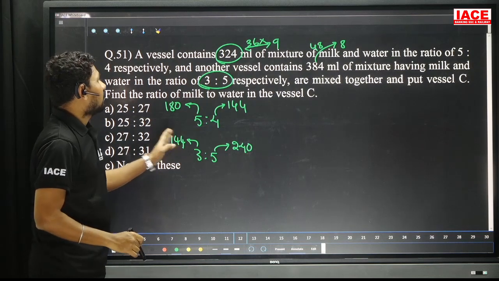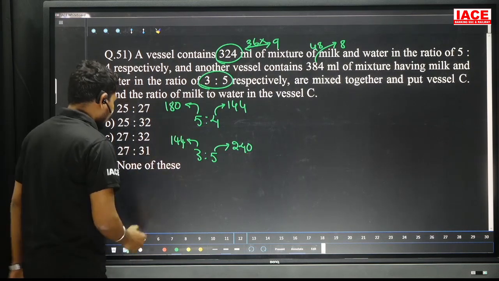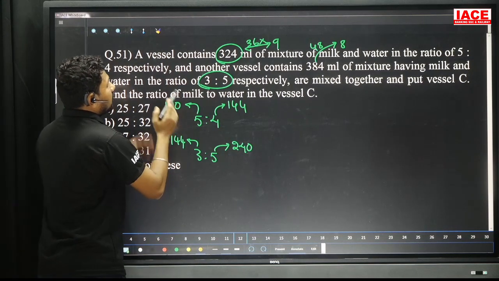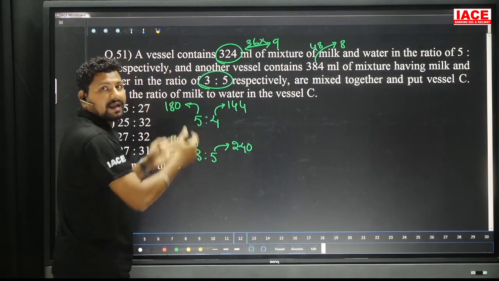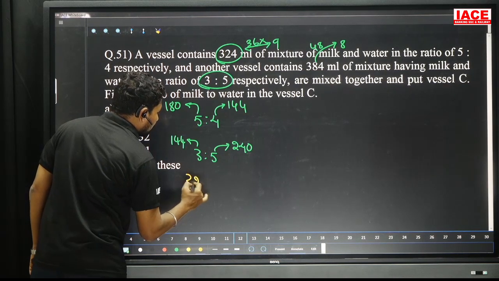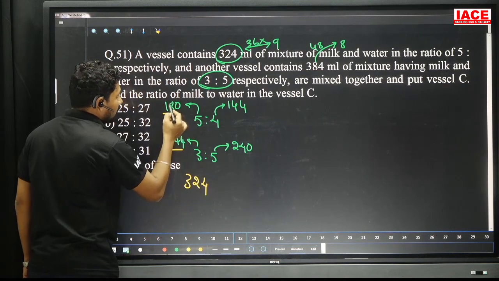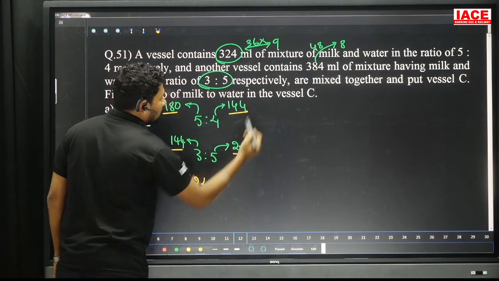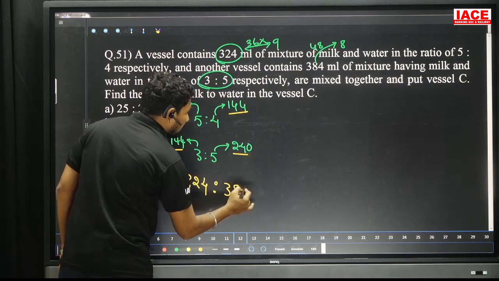So this is separating the values. Now directly you can add them to get the final answer of this question. So here what we are doing: milk to milk and water to water separating, and both are added. 180 plus 144 is equal to 324. And next, 240 plus 144 is equal to 384.